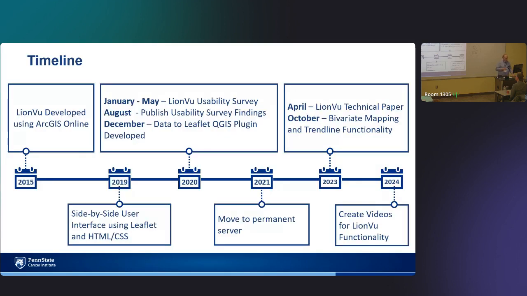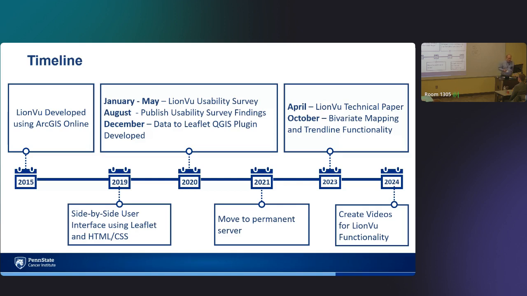Here's a timeline. It started from 1995, and in 2015 we had a first version. Then I got involved in 2019, and I developed the side-by-side user interface using Leaflet. I originally used Leaflet because it was free and open source. ArcGIS was made using Dojo.js, and that was hard for me to convert into something that could be updated. So I used Leaflet and QGIS to develop it. I started in 2019 when I was doing my MGIS, Masters of GIS, at Penn State.